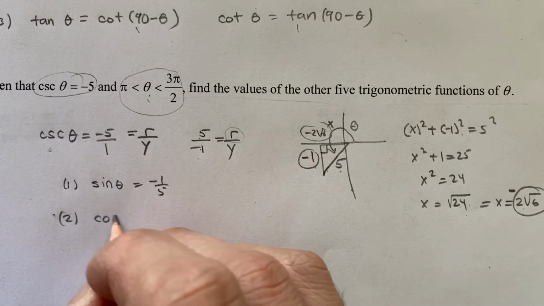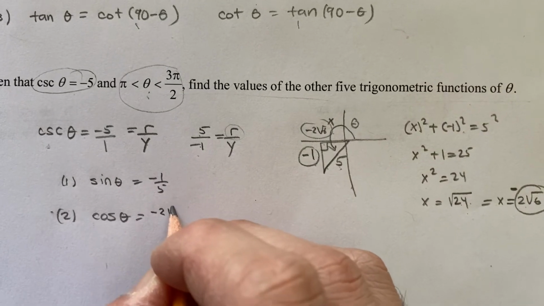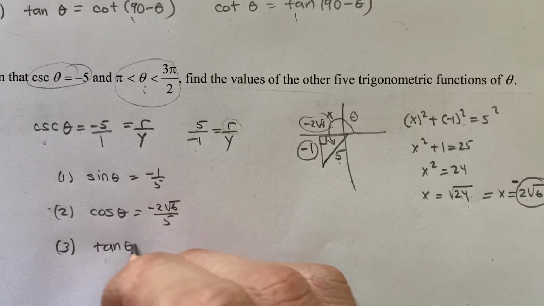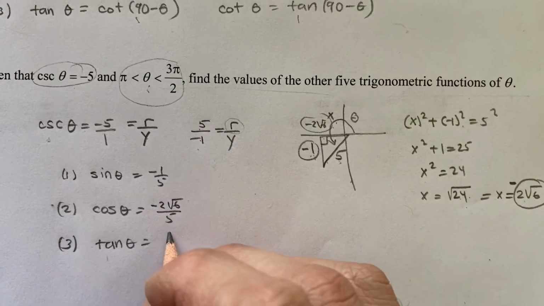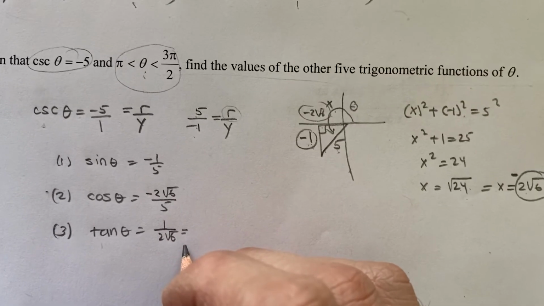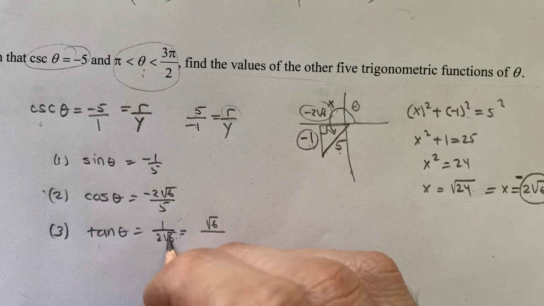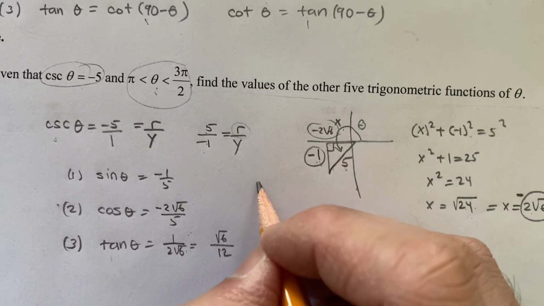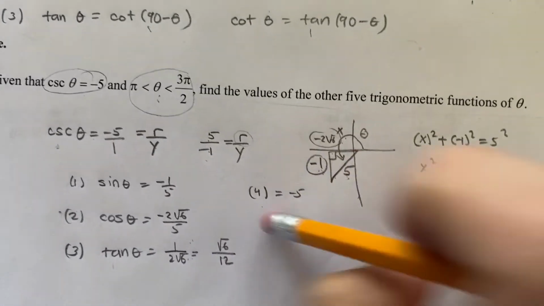Cosine of theta is x over r, -2 root 6 over 5. Tangent of theta is y over x, right? -1 over -2 root 6 is +1 over 2 root 6. And if you rationalize the denominator, you're going to get root 6. Multiply top and bottom by root 6. Root 6 times root 6 is just 6. 6 times 2 is 12. And we said, let's see, cosecant theta, we already said, is given to us in the problem.